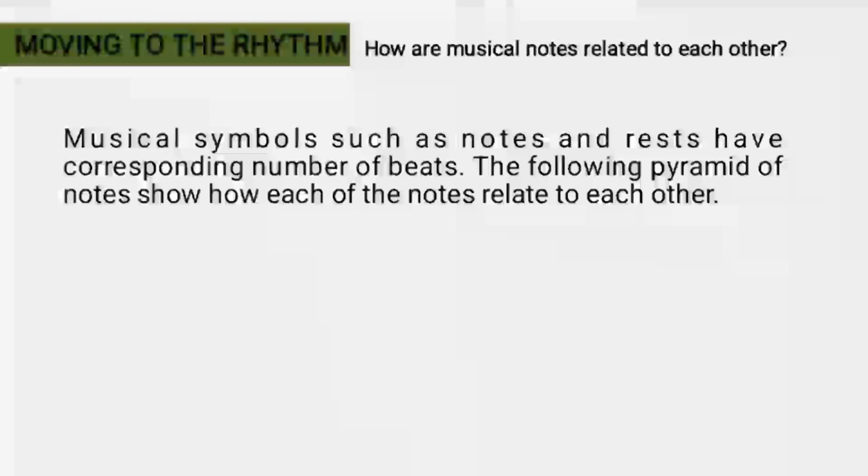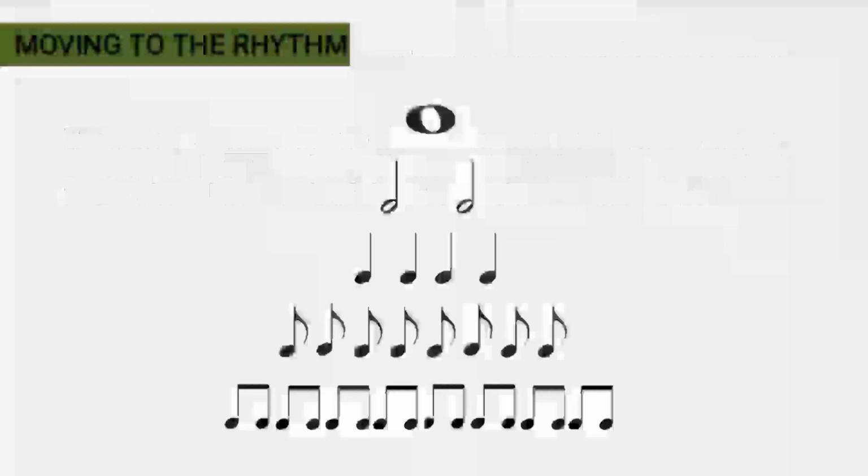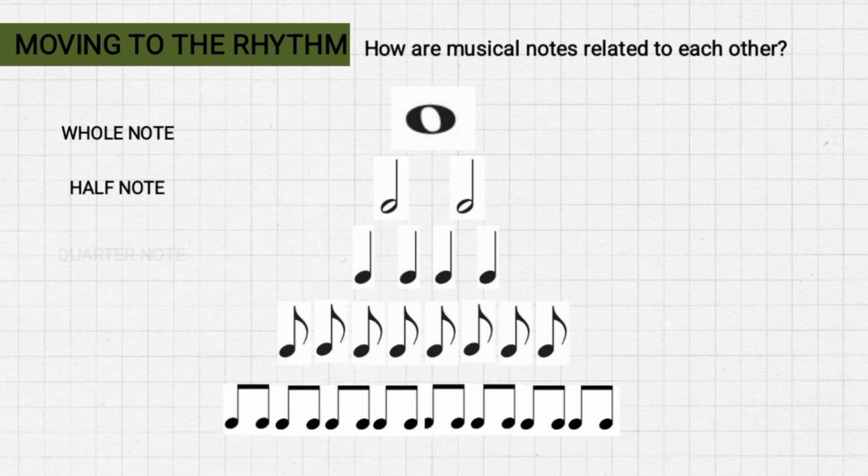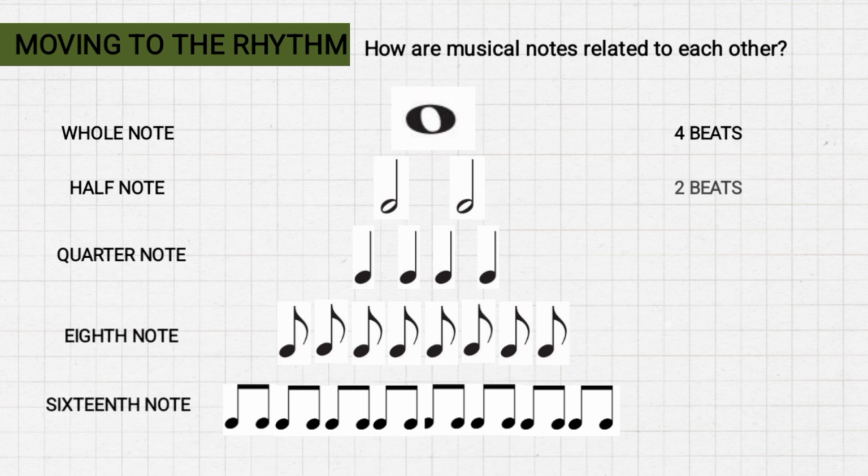For example, a whole note lasts longer than a half note, which lasts longer than a quarter note, and so on. These help musicians understand how to count and play the rhythm correctly. This is the example. Here we have whole note, half note, quarter note, eighth note, 16th note. Whole note has 4 beats, half note has 2 beats, quarter note has 1 beat, eighth note has 1/2 beat, and 16th note has 1/4 beat.